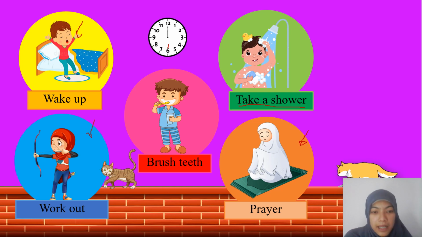Or this one, I work out. I work out at, for example, 4 p.m. Or this one, brush teeth. I brush my teeth. And then take a shower. I take a shower. And then prayer. I pray 5 times a day.